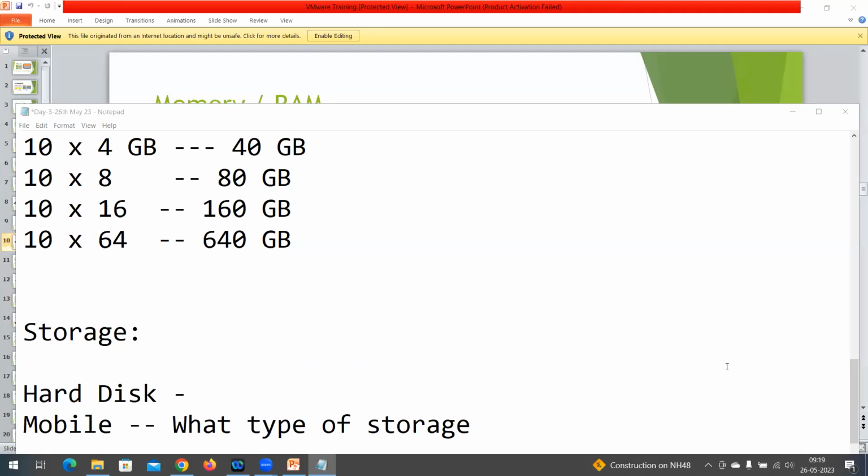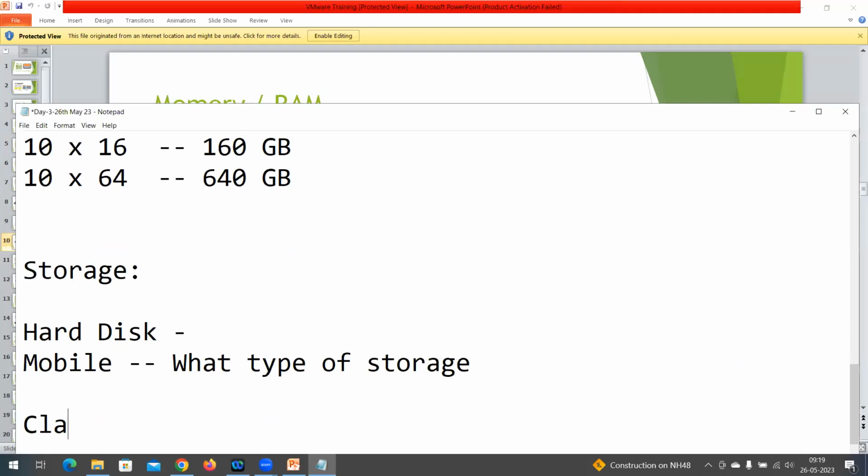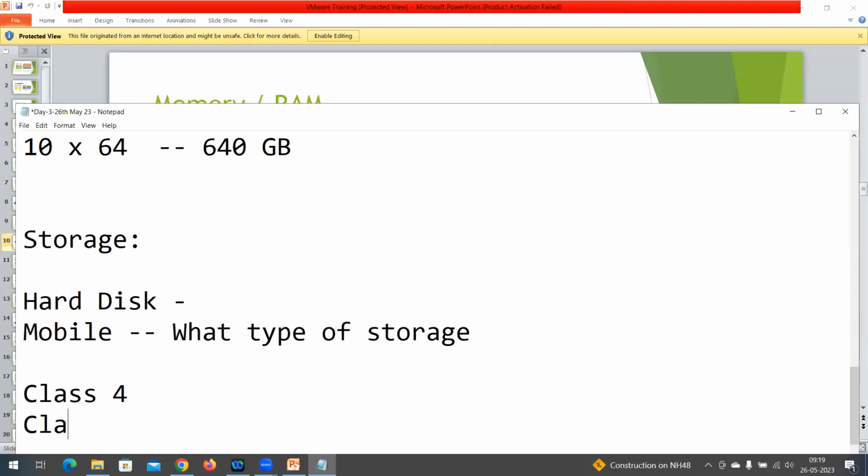For example, if you talk about a pen drive or SSD, there is a specification: class 4, class 10. What is that class 4 and class 10? You purchase a small chip that you are going to insert as an SD card in your mobile, and it defines class 4, class 10 like that. What does it mean?